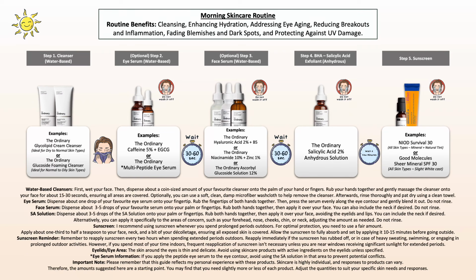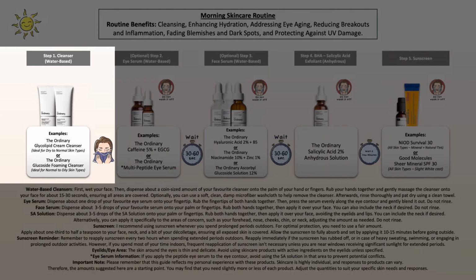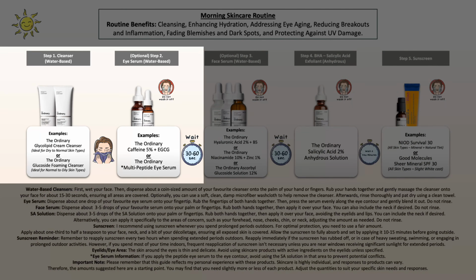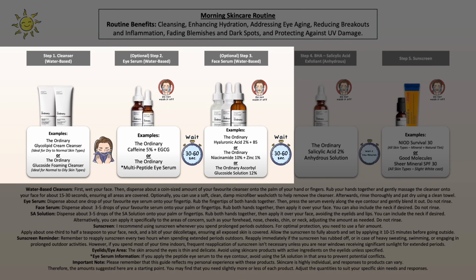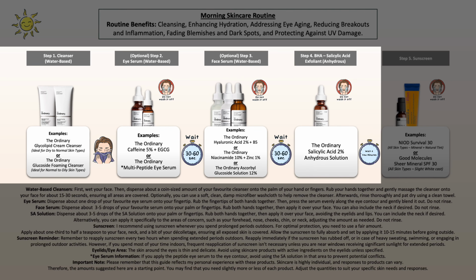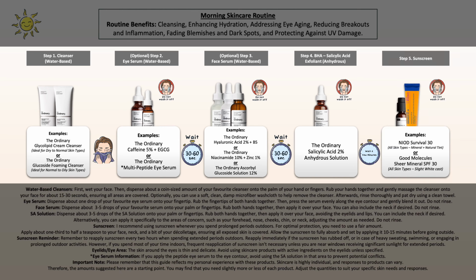Now if you want to include it in your morning skincare routine, start by cleansing your face and patting the skin dry. Then you can apply your favorite water-based eye serum, followed by a face serum that targets your specific skin concerns, such as hyaluronic acid for hydration, niacinamide for blemishes, or ascorbyl glucoside for hyperpigmentation. These can be great additions to use alongside this serum, so I've included them. Next, apply The Ordinary Salicylic Acid Anhydrous Solution. And then it's important to give it a couple of minutes to absorb before following up with your sunscreen.